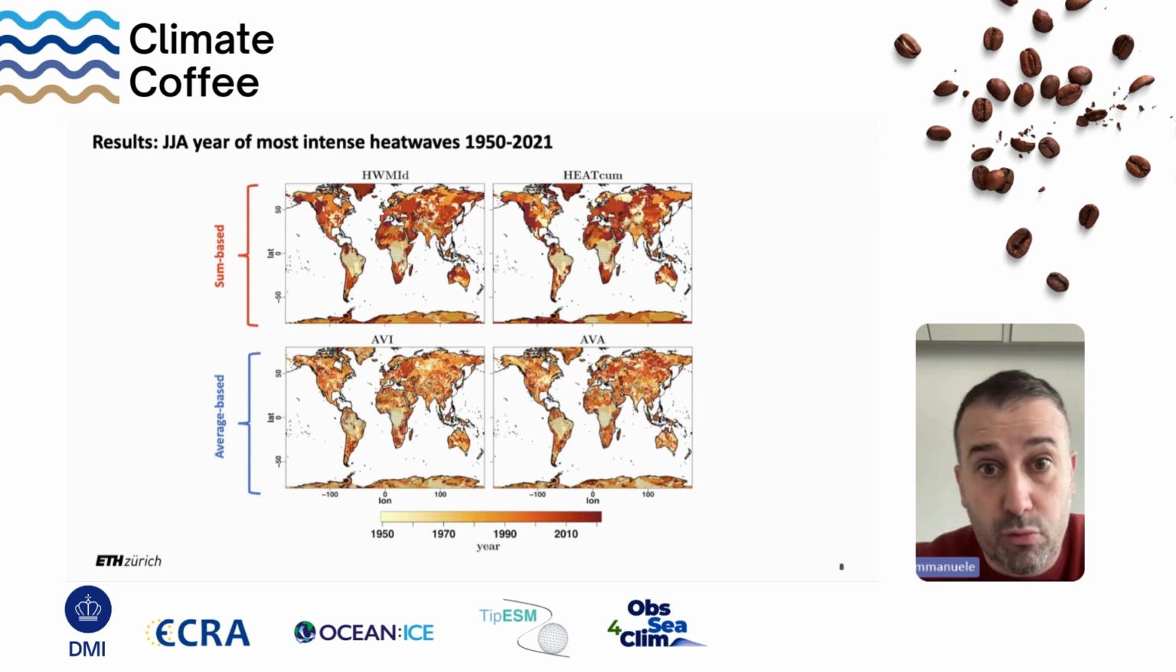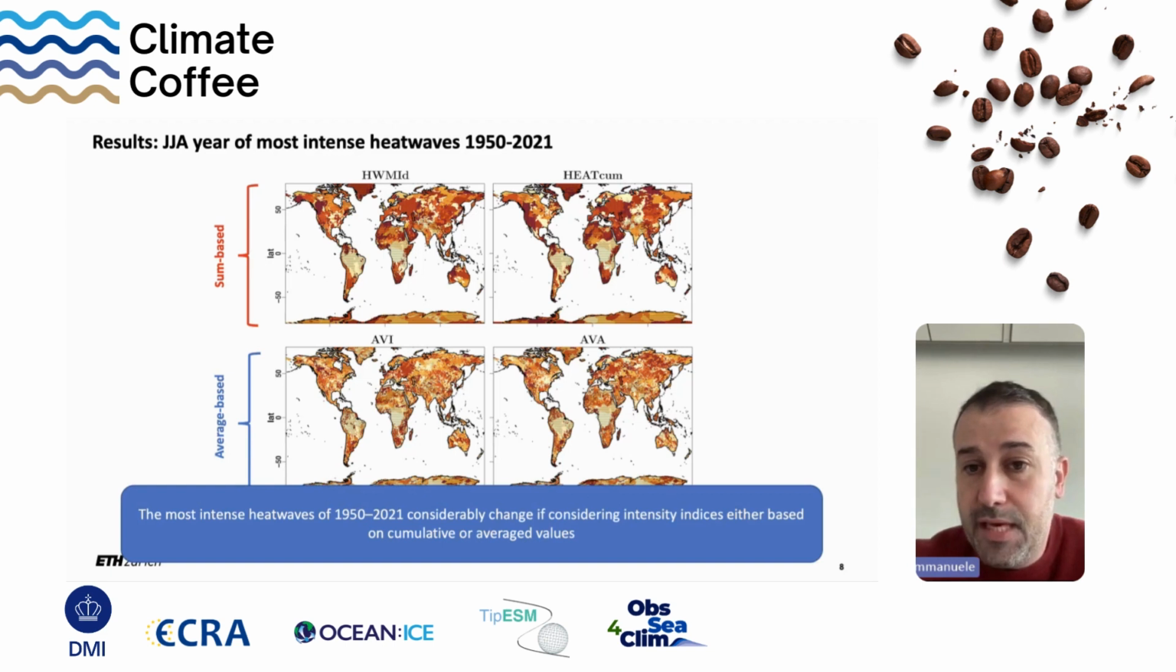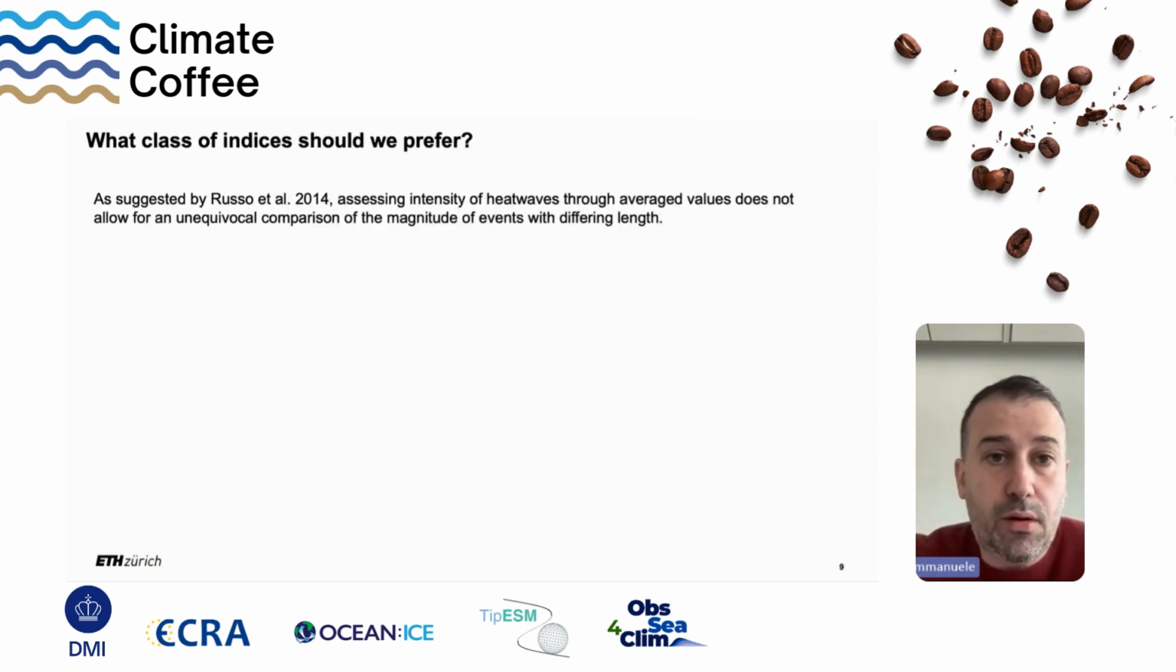And we have to pay attention to the type of metric that we apply in our studies. Given that, in general, we suggest, as already suggested by Russo et al. 2015, that metrics for assessing the intensity of heat waves based on cumulative values of the anomalies should be a better option compared to the metrics based on average values, because the latter, the ones relying on average values, do not allow for an unequivocal comparison of the magnitude of events with different length.